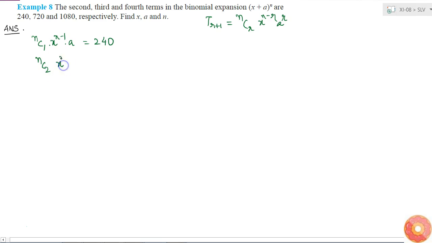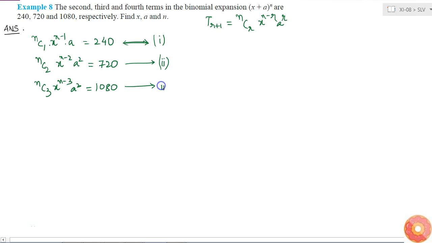nC2 x^(n-2) a^2 is equal to 720, and nC3 x^(n-3) a^3 is equal to 1080. Fine. So I am going to call this as my equation 1, this as my equation 2, and this as my equation 3. So I have 3 equations and 3 unknowns, n, x and a. So definitely I can get the values of a, x and n. There is sufficient information.